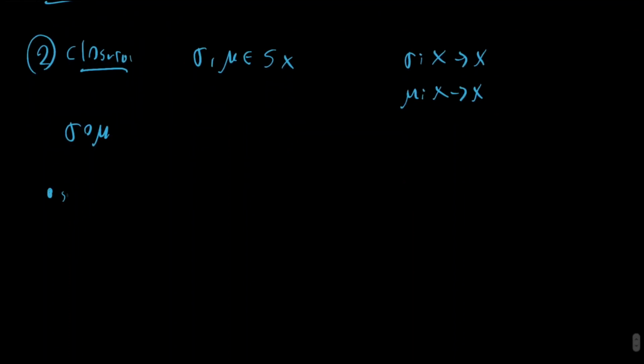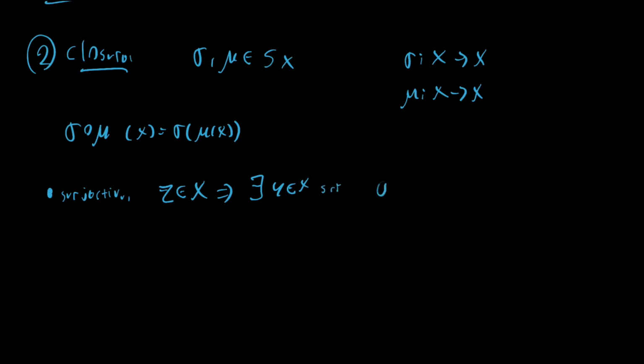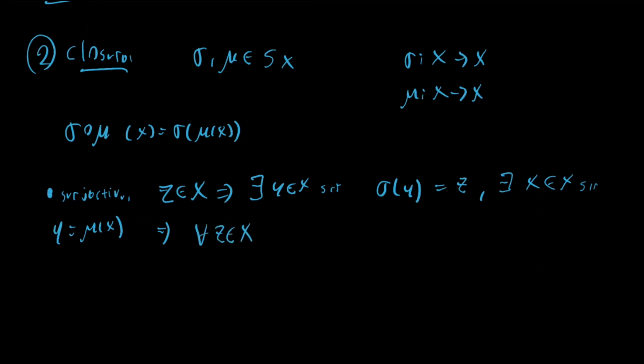So let's first show that it's surjective. Let's suppose z is an element of X. Then, since sigma is bijective, there exists a y in X such that sigma of y is equal to z. But now, since mu is also bijective, there exists an x in X such that y is equal to mu of x. In other words, for all z in X, we have found that there exists an x in X such that sigma of mu of x is equal to z.